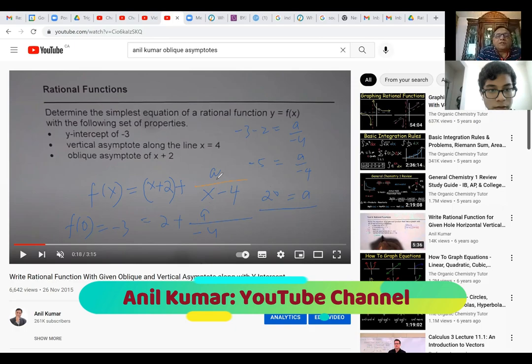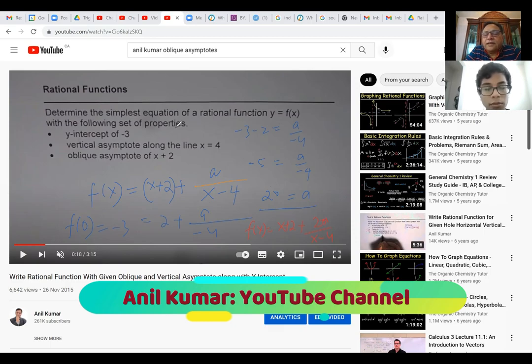So in our equation, now I can write f of x as equal to x plus 2 plus 20 over x minus 4. Do you see that? So that will be the equation which will be representing the rational function, right?